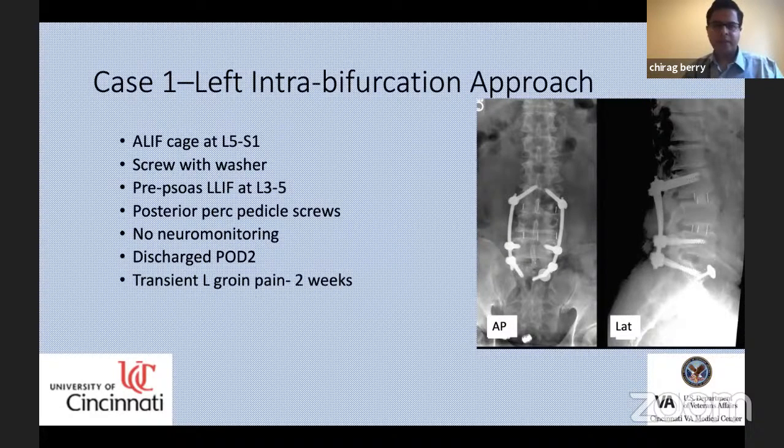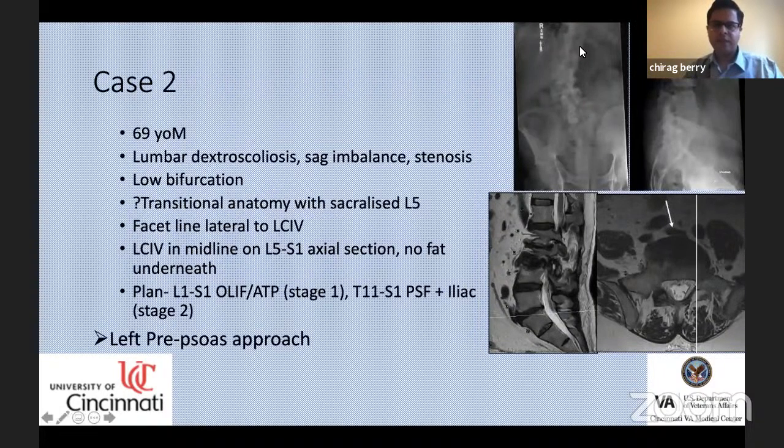This is the second case. A 69-year-old gentleman has a very large scoliosis in the lumbar spine with concavity towards the left side. Now, this patient had transitional anatomy like a sacralized L5, such that the L5S1 behaved more like an L4-5. And you can see in the cross section that your left common iliac vein is actually in the midline and the facet line is far lateral to that vein. So a left pre-psoas technique was fairly straightforward in this patient. I did this in a staged approach with L1 to S1 ATP as stage 1 and T11 to S1 with iliac fixation as stage 2.